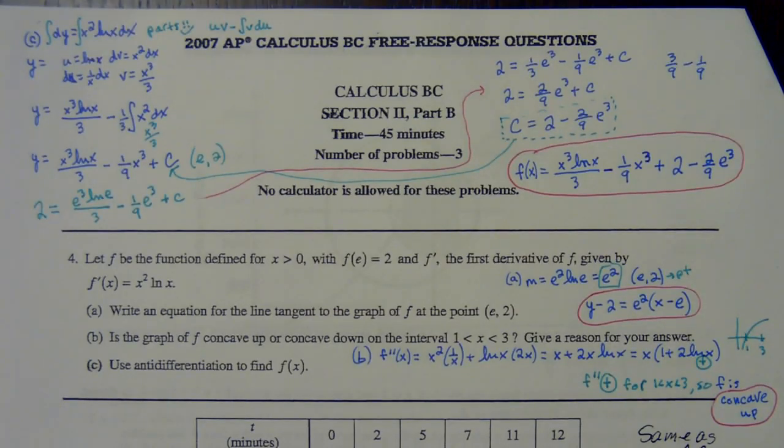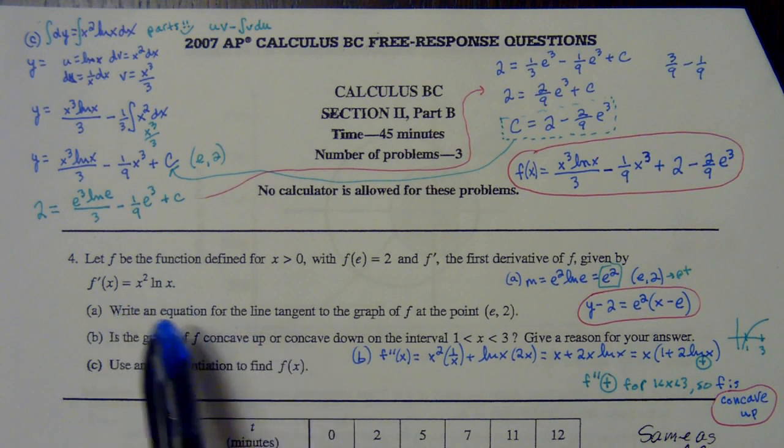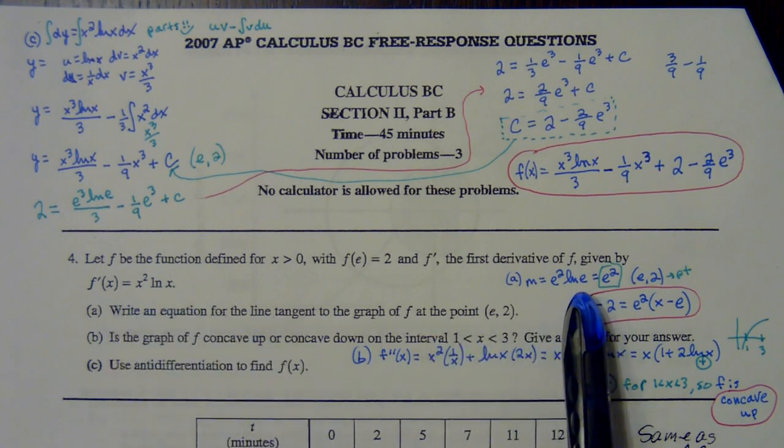Part A says write the equation of the tangent line. It gives us a point. To find the slope, you take that point and plug it into your derivative. So just use the x. You get e squared ln of e. We know ln of e is equal to 1, so your slope is e squared.